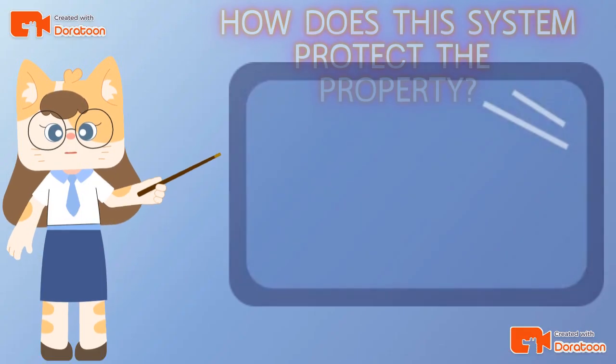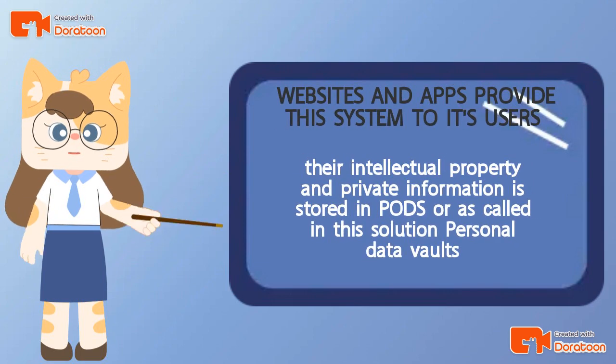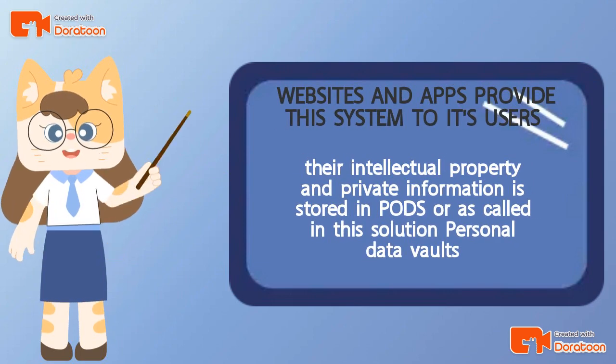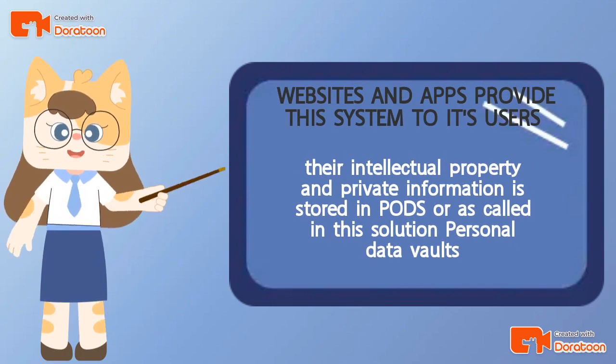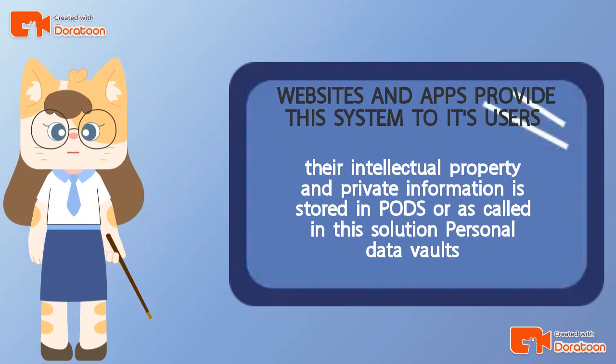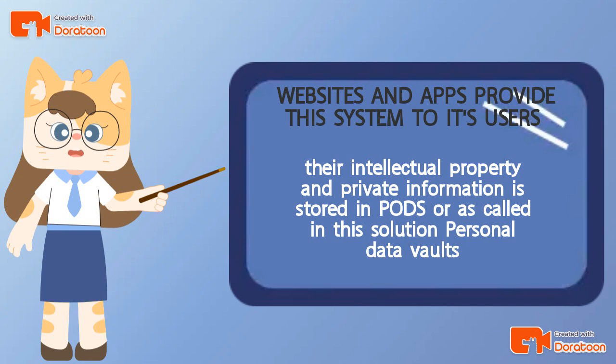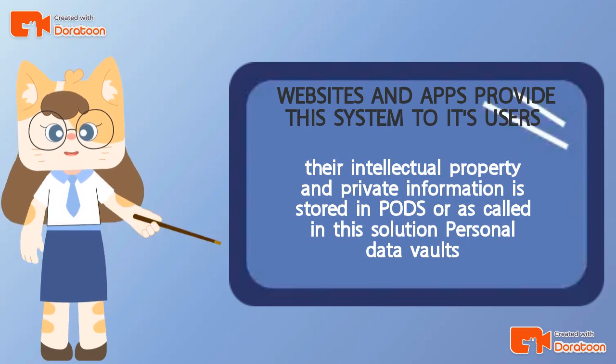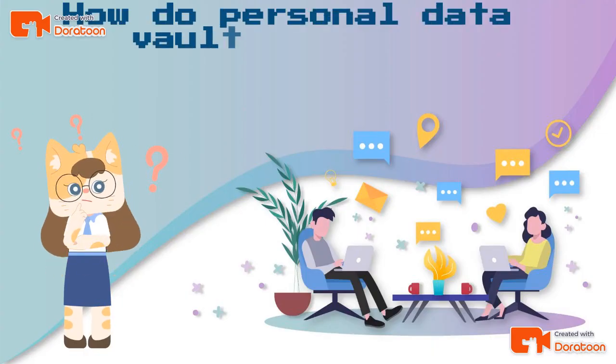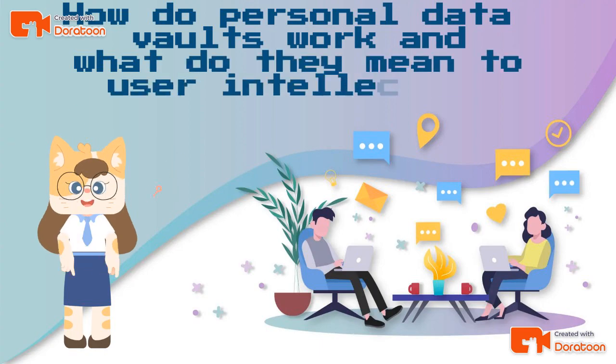Okay, now that we know who the system protects, we're going to see how it protects them. Websites and applications use the system to protect its users. The intellectual property of the users is stored in pods, which are personal online data stores, or, as called in this solution, personal data vaults. But what are these personal data vaults and how are they used?